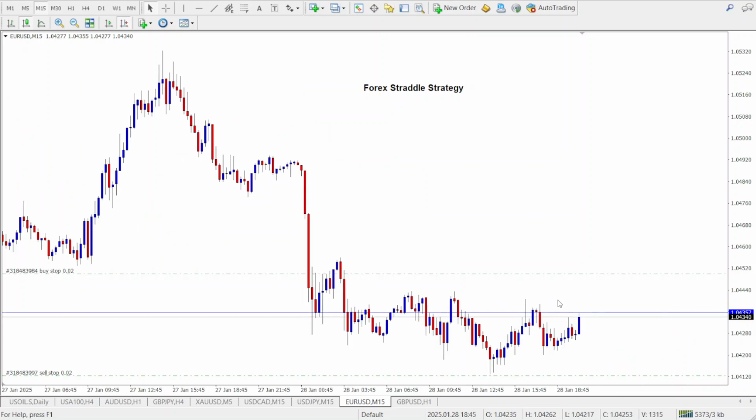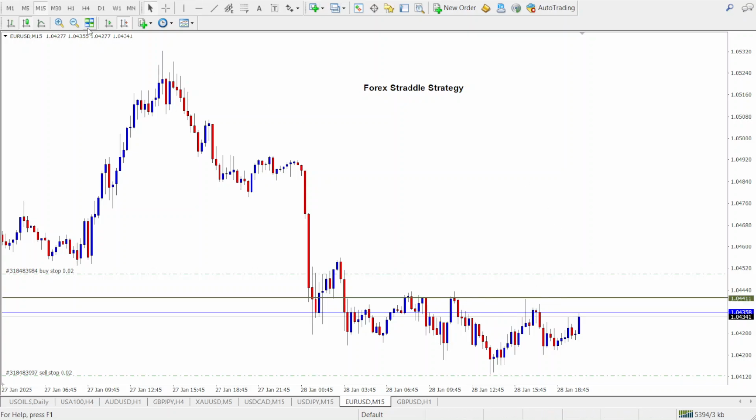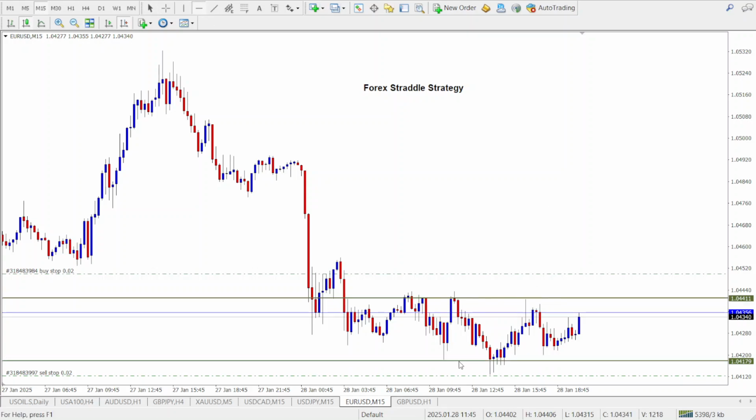Secondly, incorrect placement of orders. Okay, if you don't set your orders at the right levels, you could find yourself caught in a range bound market without capturing any significant moves. Okay, so now we can see that this is actually a resistance zone and this is a support zone.